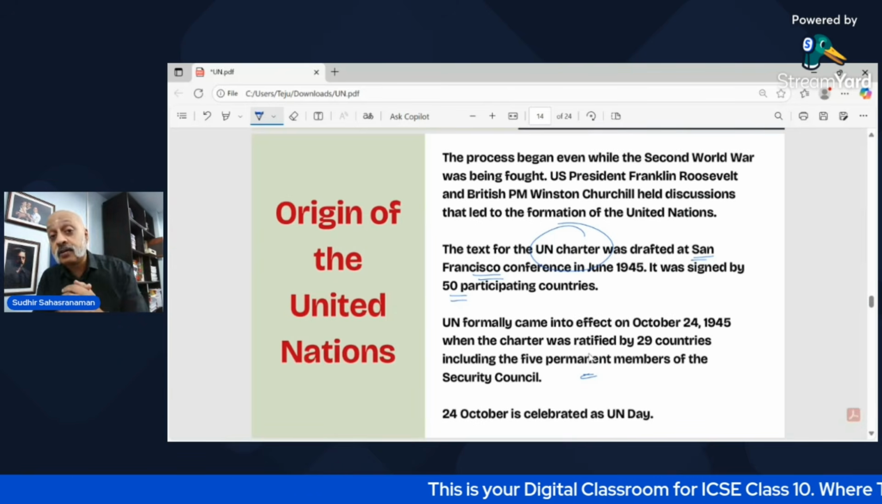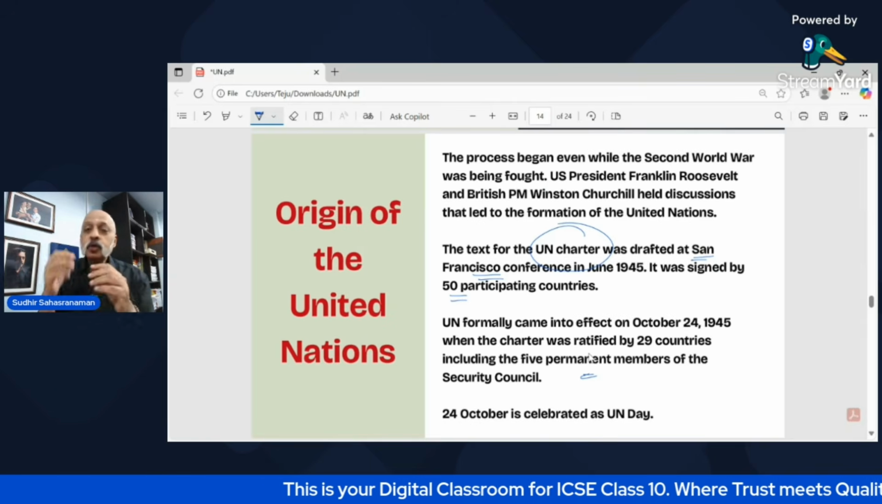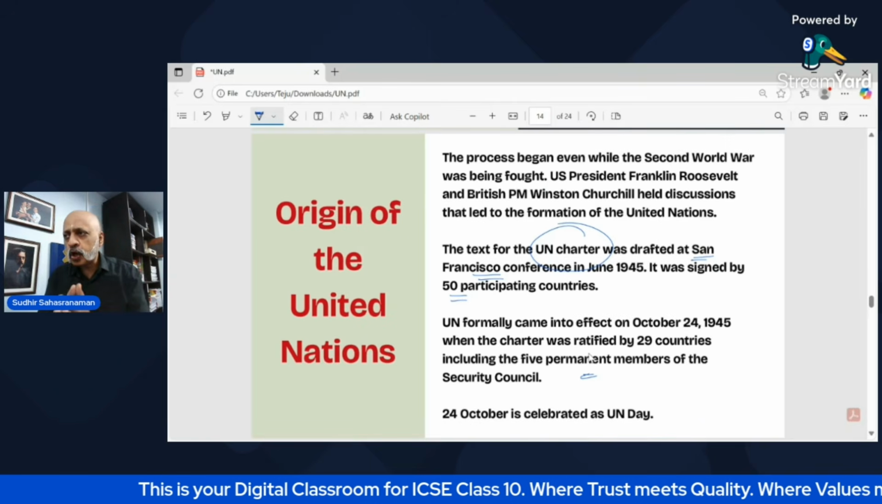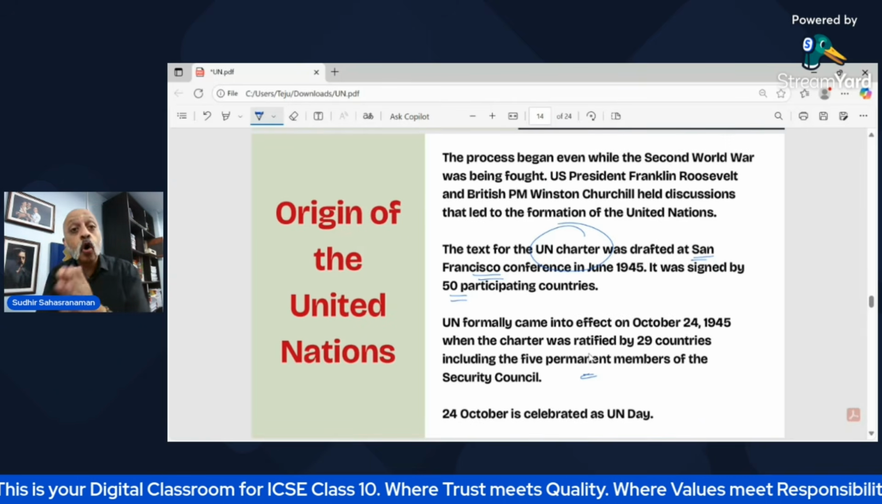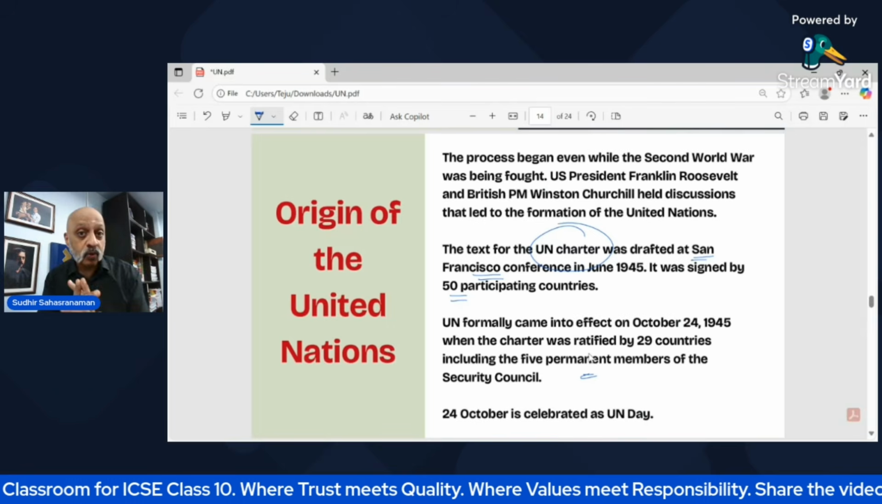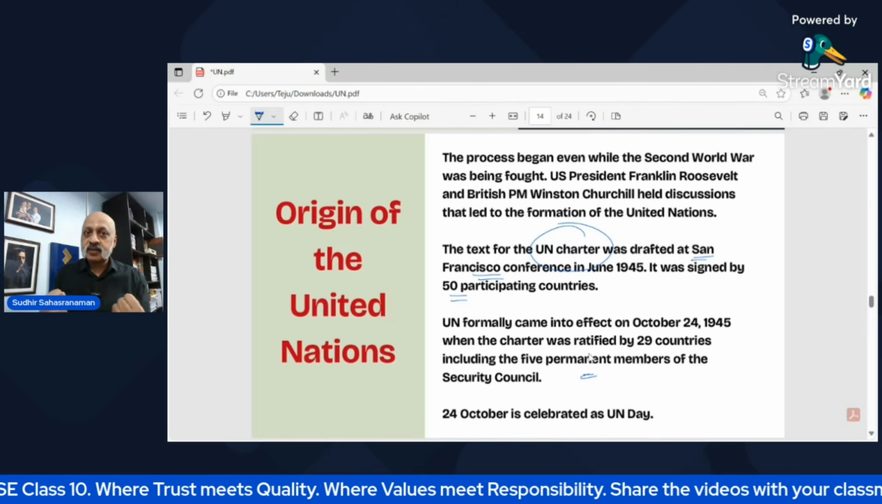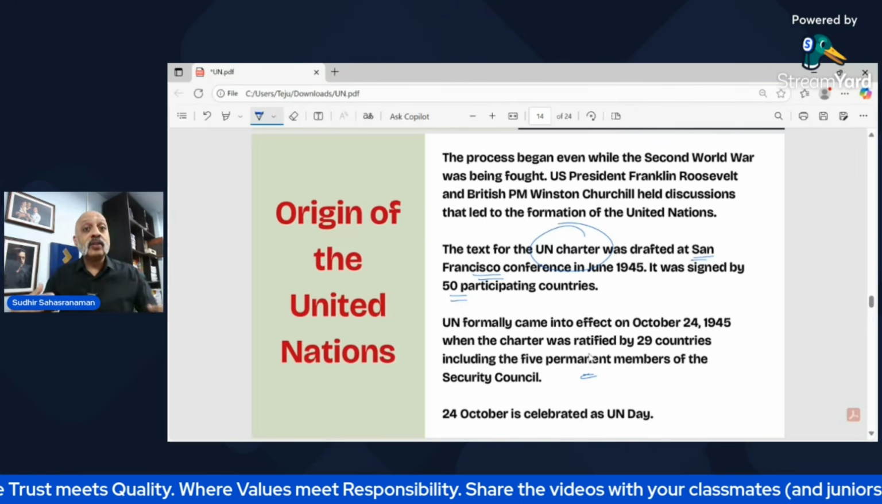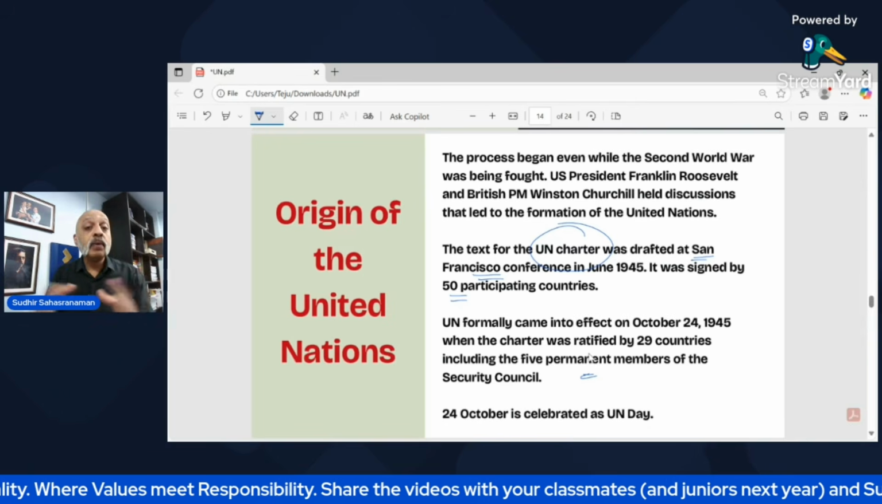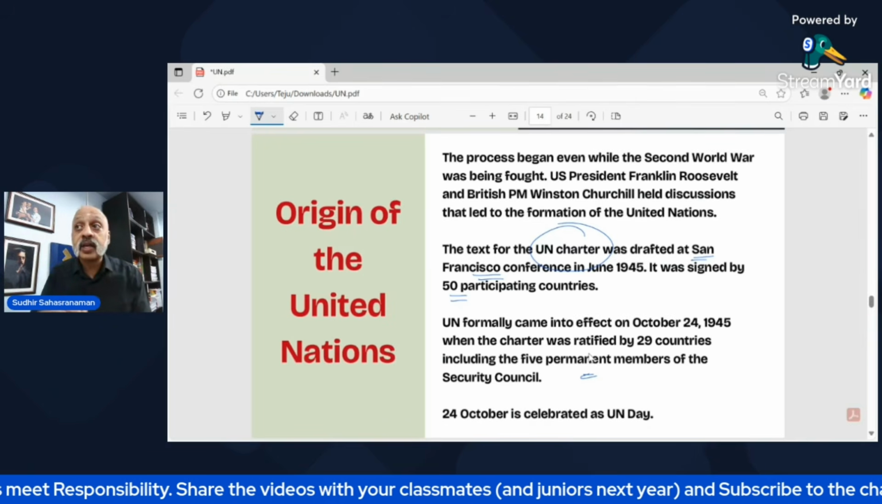Now, how were these countries chosen? This is something you just need to know, because these were all on the winning side of the Second World War. So the Second World War victors kind of conferred on themselves the veto power, and they became the permanent members of the Security Council.